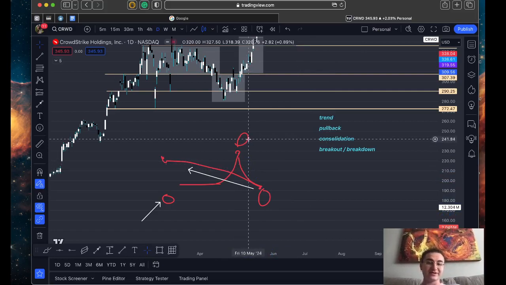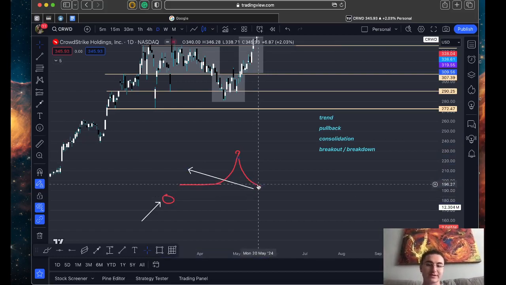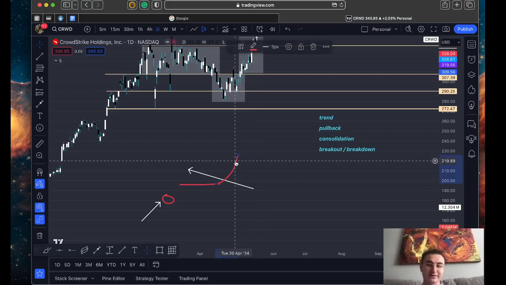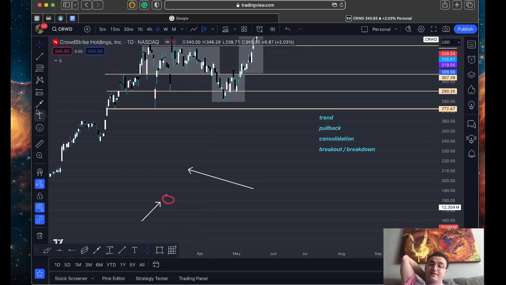So hopefully if you're ever trading a breakout, you think of the 3-point turn now. Maybe I just made that a new thing. I might have to copyright that. I feel like that was pretty good. Maybe not though.